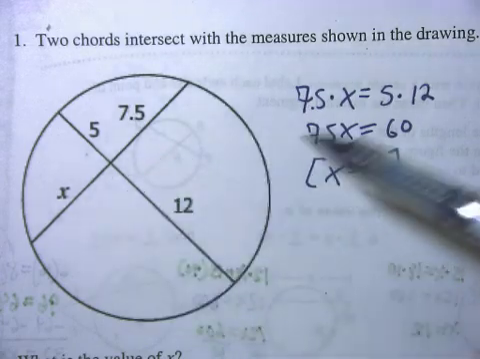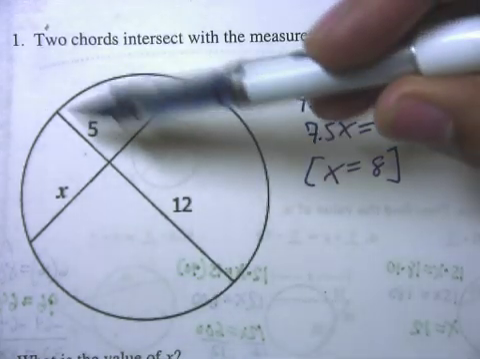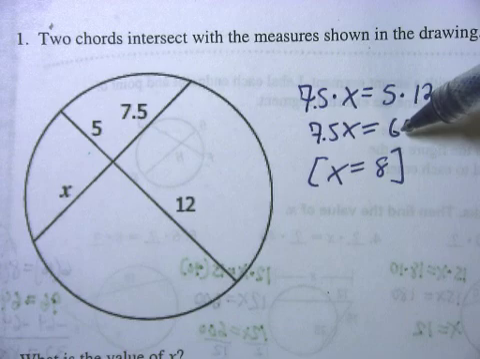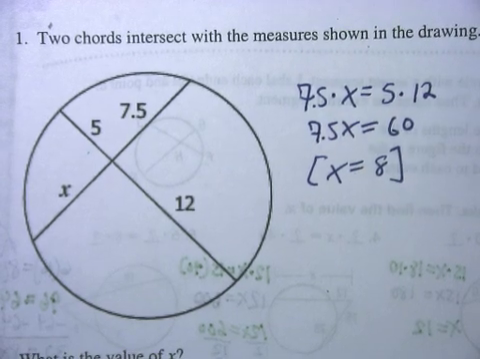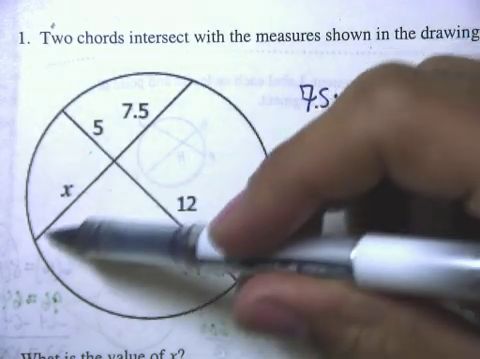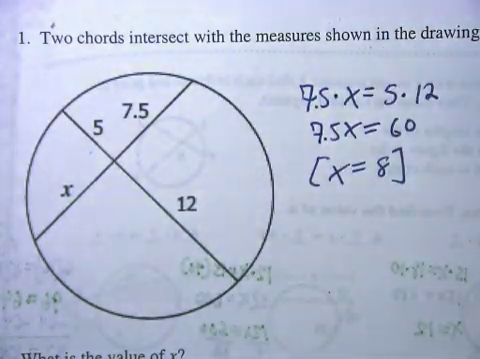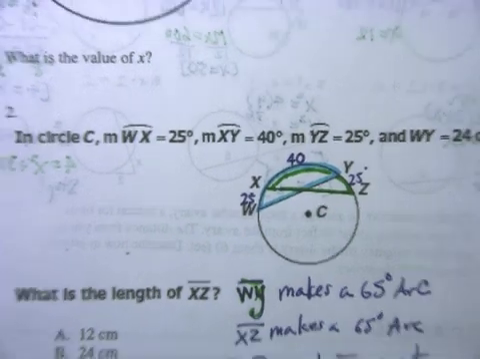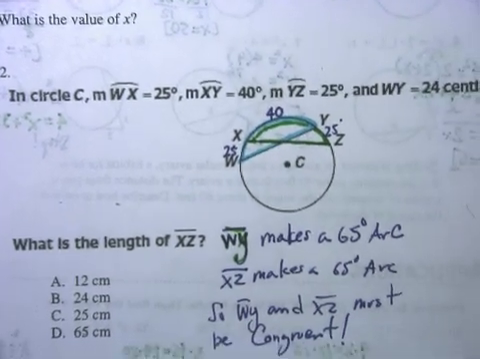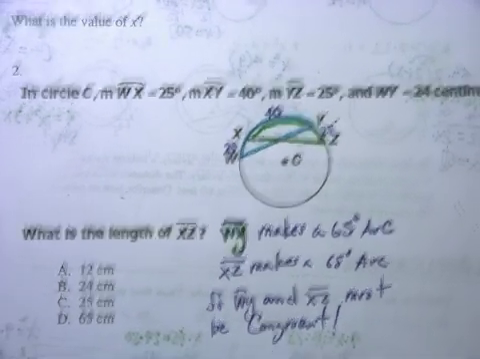Okay, simple enough. Again, they're asking me for the length of this chord here. I think by now we should know what we're doing, right? We're multiplying the two parts. So we're going to get 7.5x. Over here we got 5 times 12, which is going to give me 60. Divide both sides by 7.5, and x is equal to 8. So this part of the chord here is 8 units long.